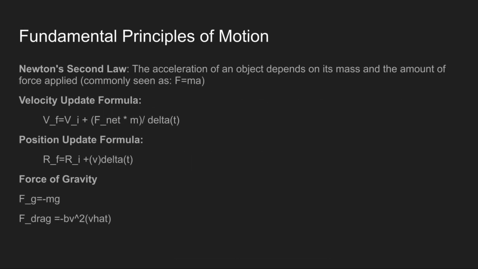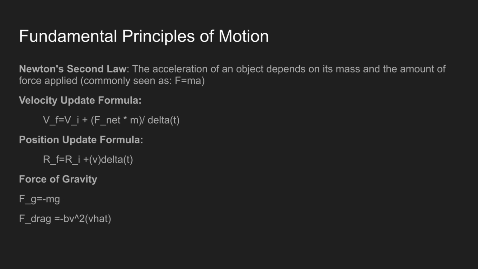The fundamental principles of motion, which will be seen in this experiment, are Newton's second law, which states that the acceleration of an object depends on its mass and the amount of force applied, commonly seen as F equals ma. The velocity update formula, which says that V final equals V initial plus the net force times delta t, all divided by the mass.